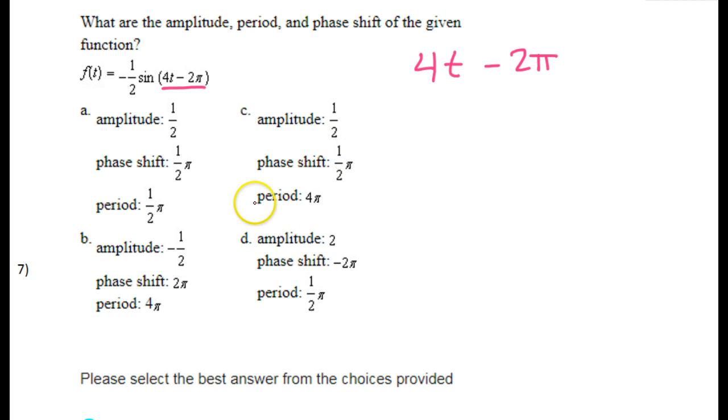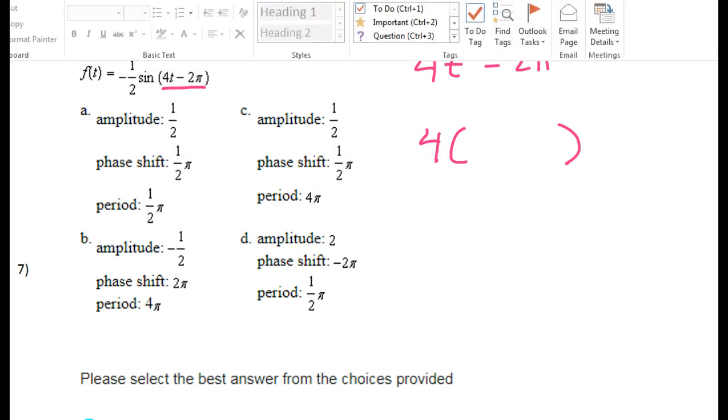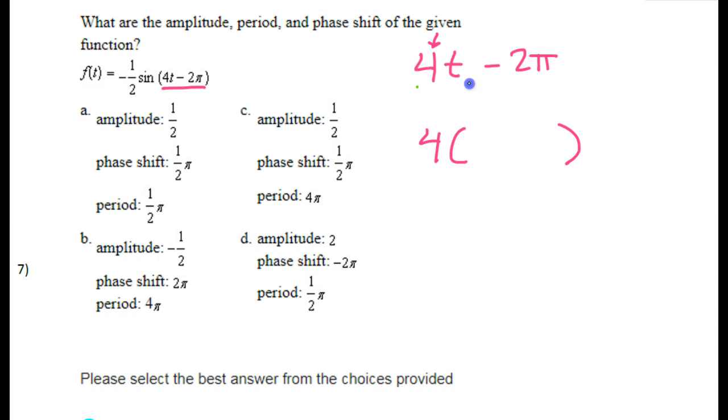Before we can answer some of these questions, we need to factor this 4 out and put it outside the parentheses, like this. When you take something out and put it in front of the parentheses, to imagine what goes inside the parentheses, you need to divide. So I need to divide everything by 4 to understand what goes on the inside. So that's going to leave me with t minus, and 2 over 4 reduces down to 1/2, so this will be minus pi over 2.